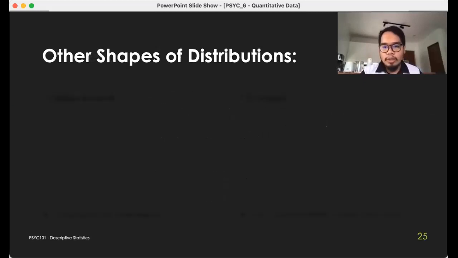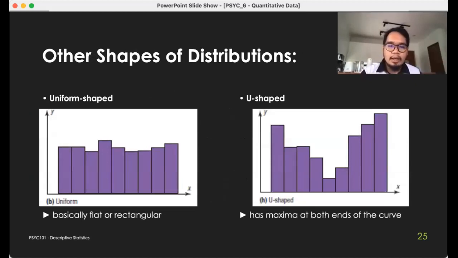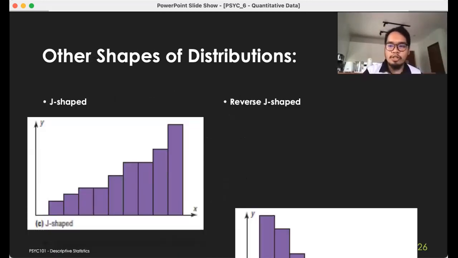We need to also introduce some of the other shapes, for example, the uniform distribution and the U-shaped. Uniform is almost flat, so almost all of the frequencies are equal. When you say U-shaped, the maxima are both on the left and the right, at the ends. We also have the J-shaped distribution and the reverse J-shape.